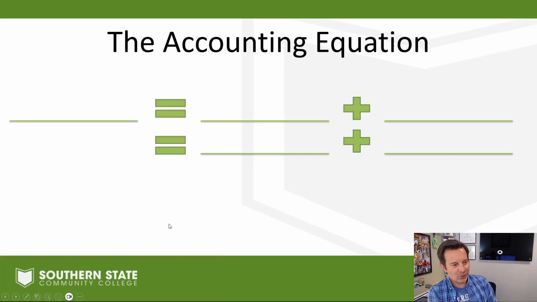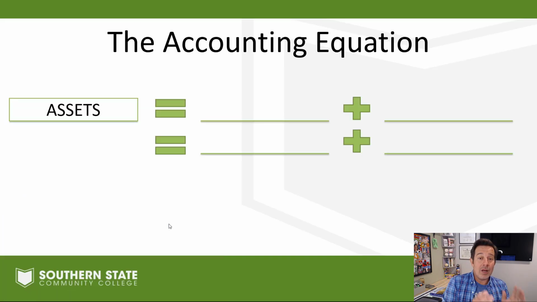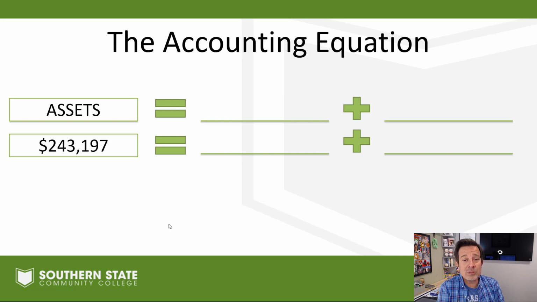$243 billion all told. So, on the left-hand side of our accounting equation, we have assets, stuff a business owns. And for Walmart, that was $243 billion. What is that going to be equal to? Well, on the right-hand side of our accounting equation, we have two different items that we're going to add together to make our equation balance.